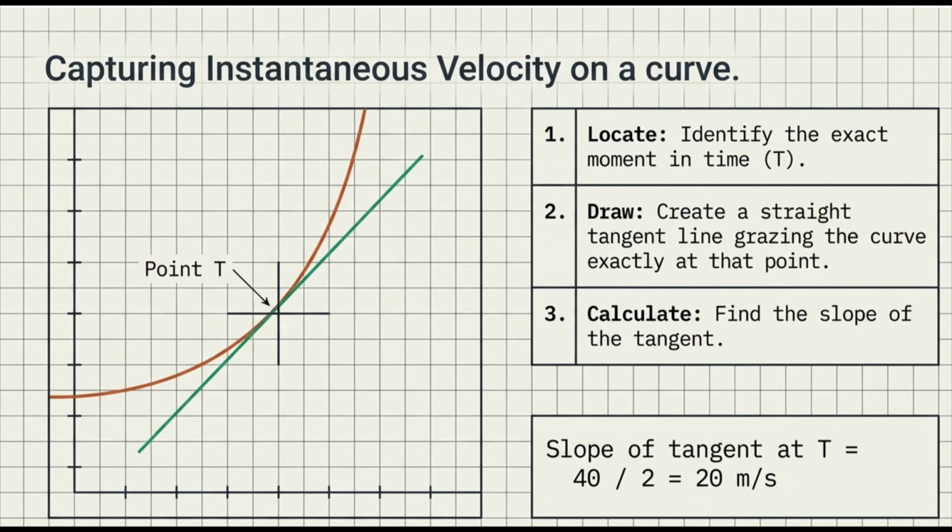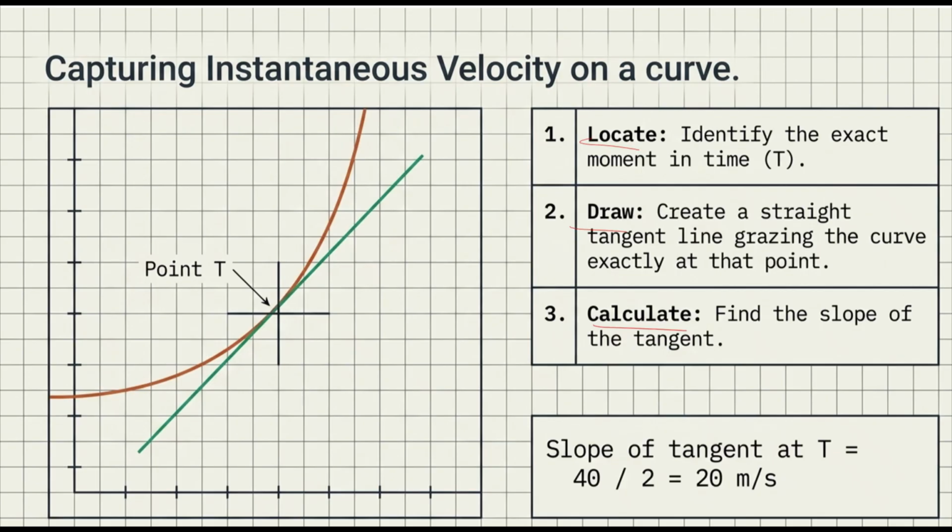So how can we do that? What is the procedure? The procedure is to identify the point of interest, then draw a tangent at the point, and then calculate the slope of the tangent. So first locate, then draw, and then calculate. The slope obtained represents the instantaneous velocity at that exact moment.